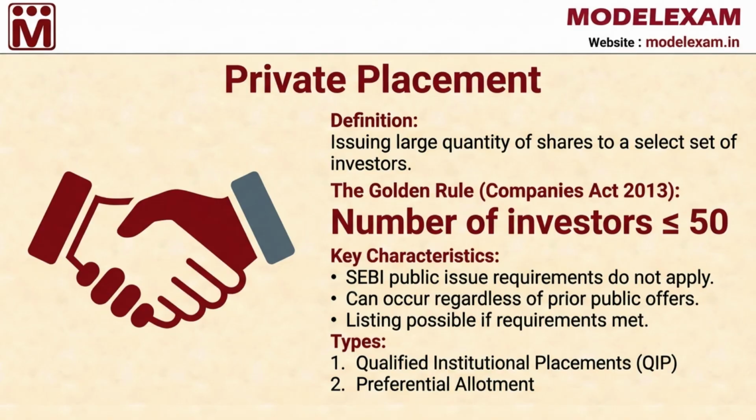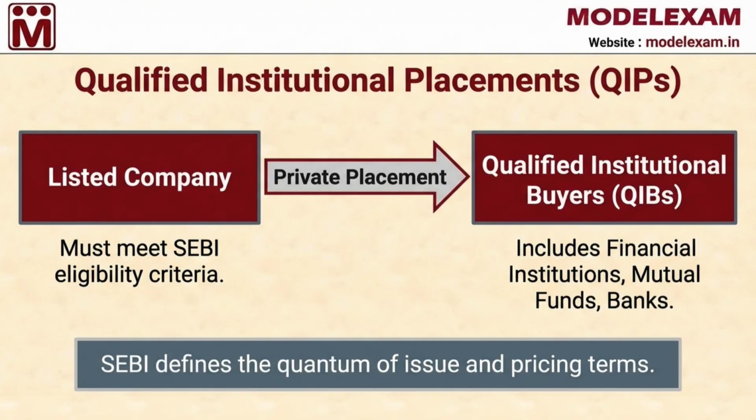There are two main types of private placement we need to understand: qualified institutional placements and preferential allotment. The first type is the qualified institutional placement, commonly known as a QIP. This is a private placement method used specifically by listed companies. Here, the company issues shares to identified experts known as qualified institutional buyers, or QIBs. This group includes large financial institutions, mutual funds, and banks.